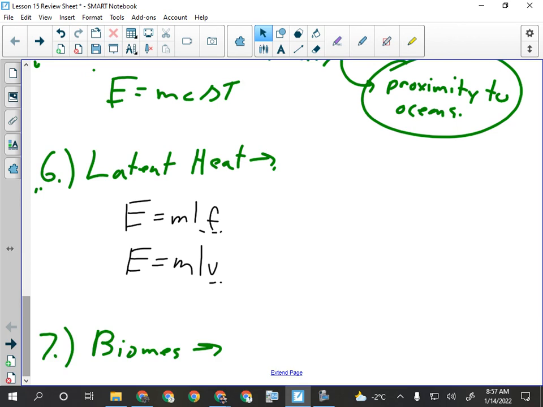And then the last thing, biomes. There's a few multiple choice questions, picture, description. Figure out which biome it is from the picture or description, and you're set.